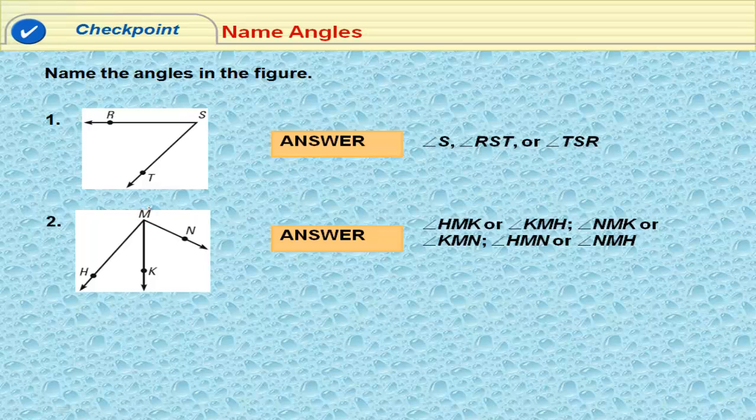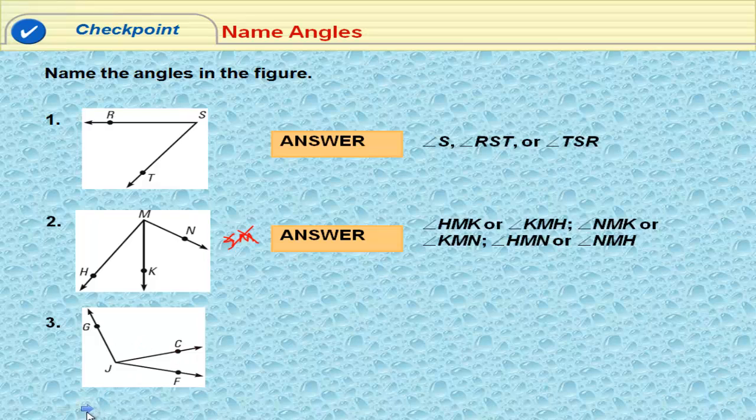Notice I cannot name this angle angle M. Why not? Because angle M doesn't tell me which of all of these 3 angles I'm talking about. In this case, angle S is equivalent to saying RST or TSR because it's the same angle, but not in this case. So we cannot call this angle angle M. Be careful with that. And for this one, go ahead, draw this in your notebook and label all of the angles and come back for the answer.